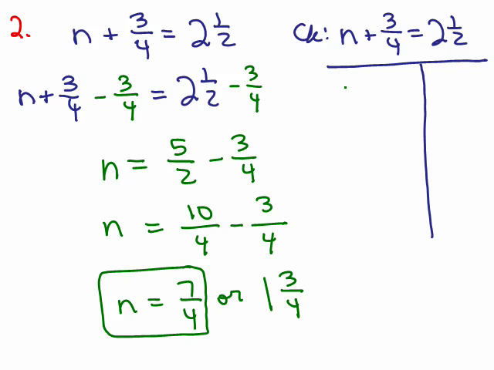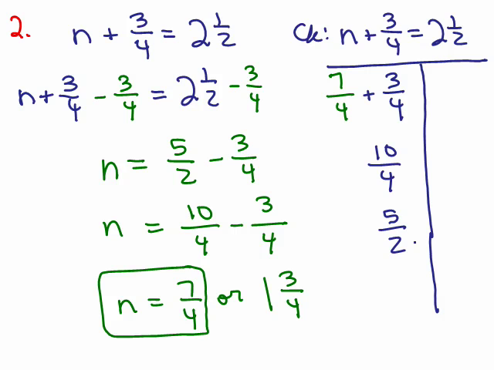So let's go over here. Now we could do it either way. We could put 7/4 or 1 3/4. I'm going to go ahead and put 7/4. 7/4 in for n, and we're adding 3/4. So that gives me 10/4. Then we reduce it. So this reduces to 5/2.